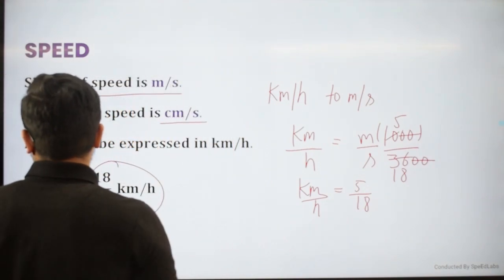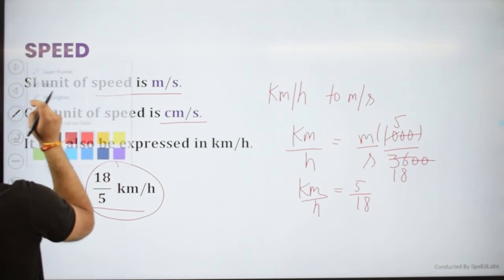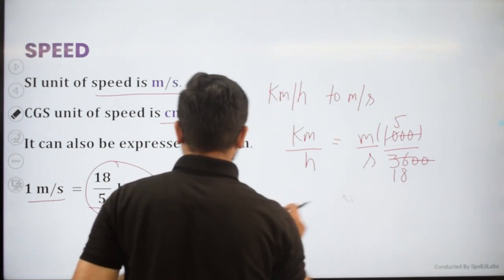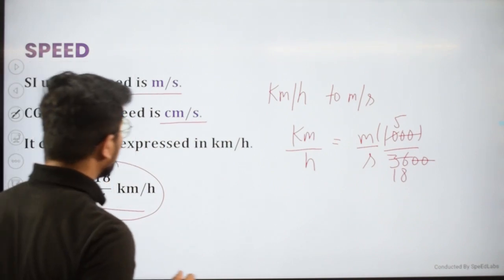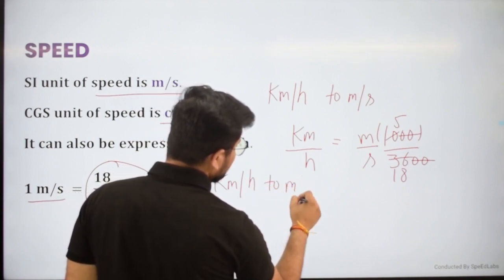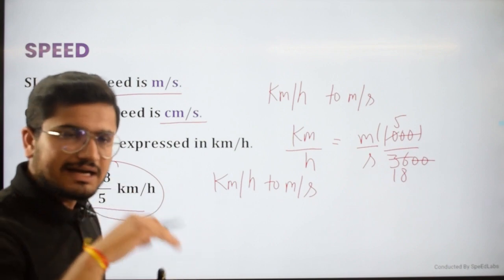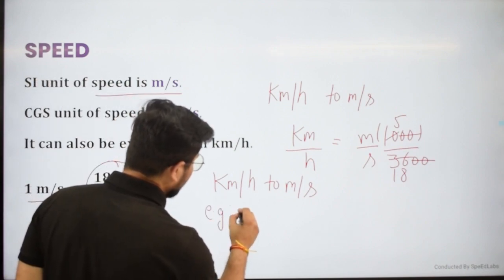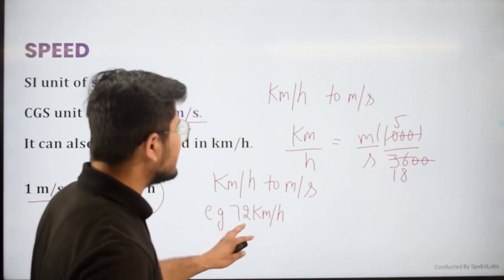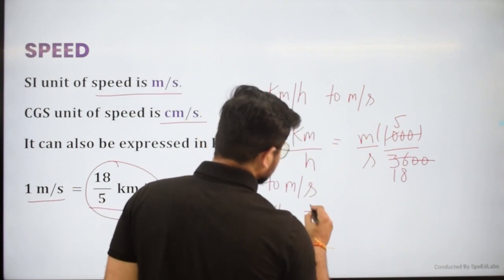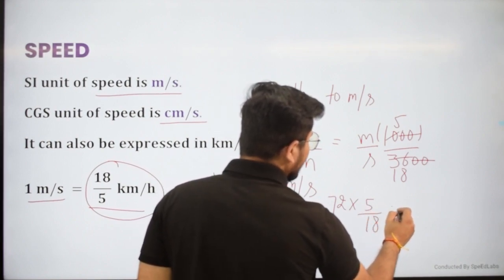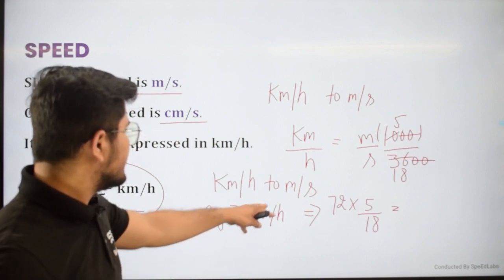If you have to do conversion, okay, just a second. Eraser. I hope you all noted down. If you have to do conversion from kilometer per hour to meter per second, you have to simply do what? Let's have an example. I have to convert 72 kilometer per hour to meter per second. So simply I have to multiply by 5 by 18. 72 into 5 by 18, and you will get the magnitude in meter per second.